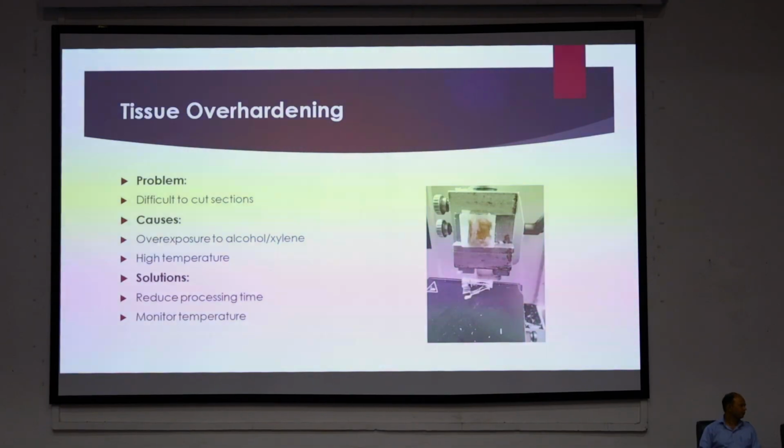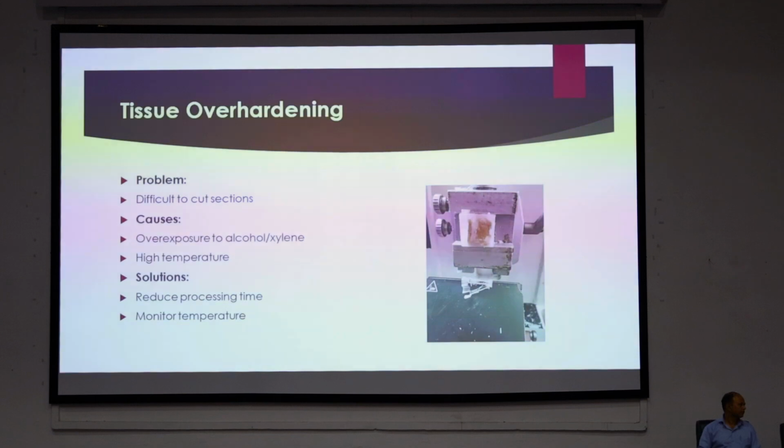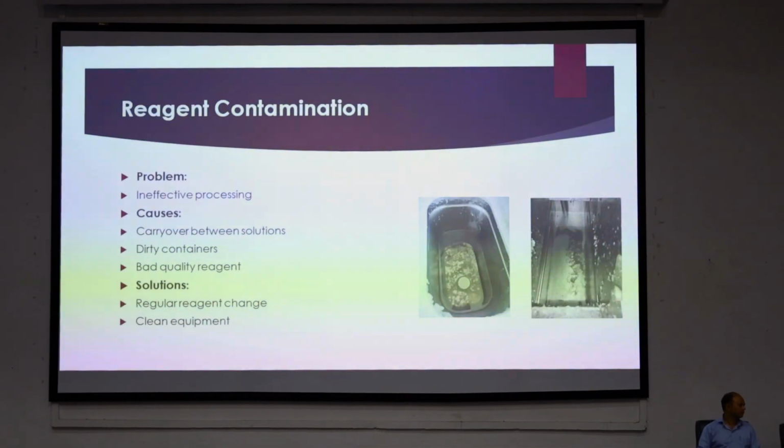Or the high temperature. The temperature is important because high temperatures increase the penetration and decrease the penetration time. So if the reagents have penetrated well enough in less time, then the normal time may be excessive for the tissue. So you need to reduce processing time overall. As both alcohol and xylene are involved, you need to reduce overall processing time and monitor temperature regularly.